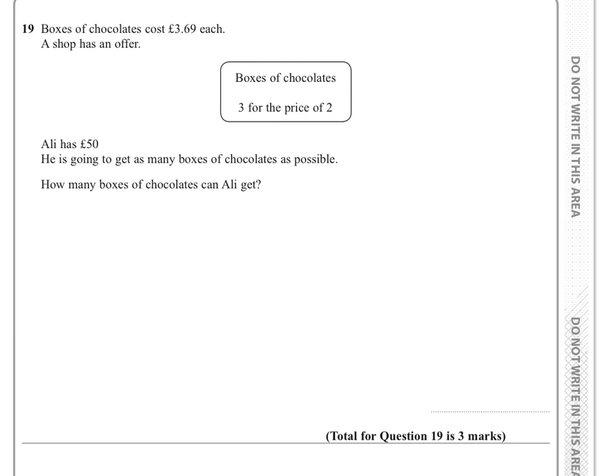Question 19. Well, this is all about buying boxes of chocolates and trying to buy as many boxes as possible, given that you get 3 for the price of 2. And Ali has £50. Now I find these questions very, very difficult myself, so you have to bear with me here. Now, if you get 3 for the price of 2, I think we should really work out what the price of 2 actually is going to be.